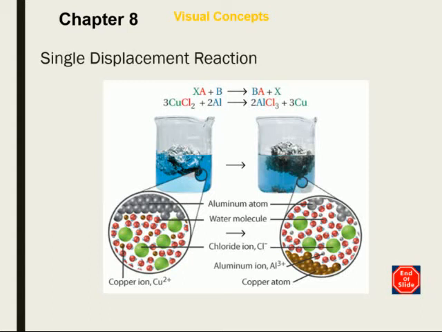So for a single displacement, this is an example: you're going to have a copper chloride solution, and you can drop solid aluminum into it. What will happen is the aluminum will react with that copper solution and remove the copper from the chloride ions, and then the copper that was displaced will precipitate out. You'll see at the bottom of this beaker right here this kind of brownish metal forming. That is the displaced copper collecting at the bottom of the beaker.